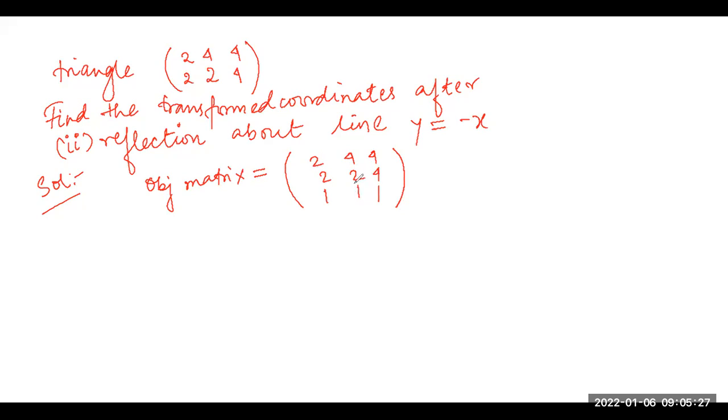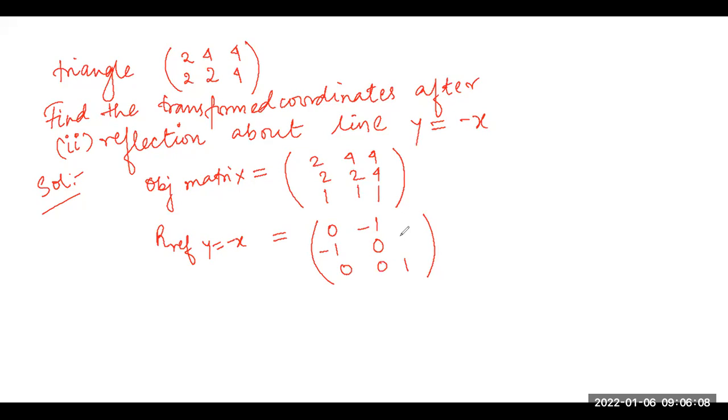Okay, fine. Now it is said that find the transformed coordinates of this object after reflection about the line y equal to -x. Now, what is the transformation matrix about reflection about the line y equal to -x? We have learned it yesterday. What is the transformation matrix? 0 -1 -1 0. Perfect. Now this thing you have to change to homogeneous coordinate as well, right?